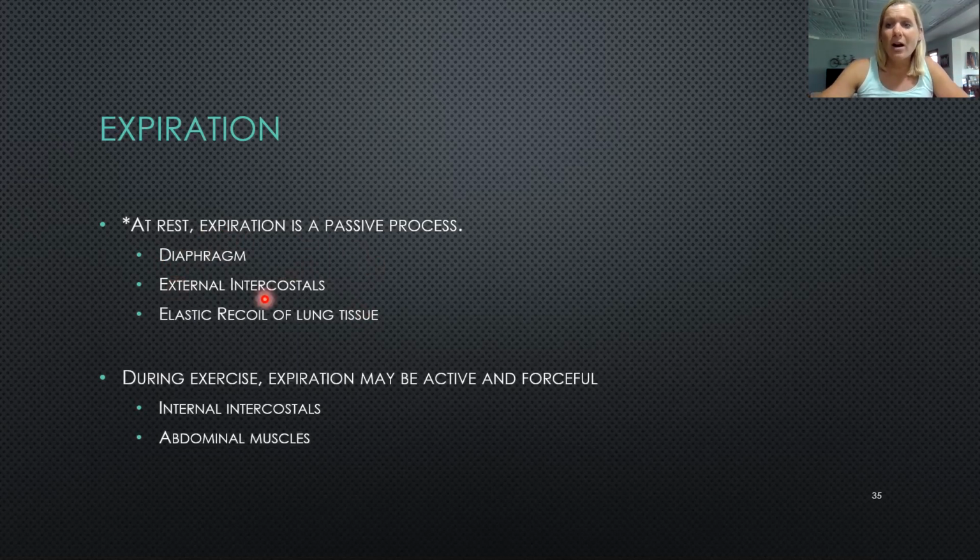Those external intercostals are going to relax, which means that the ribs are going to go down and in a little bit, so they're going to move back inferior and posteriorly. We also have the elastic recoil of the lungs, which I alluded to previously. So again, like a rubber band, as I stretch out the lungs, they want to return back to their original position. So that's what happens when we're at rest.